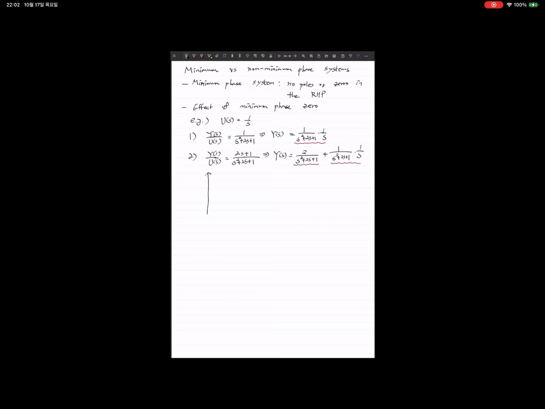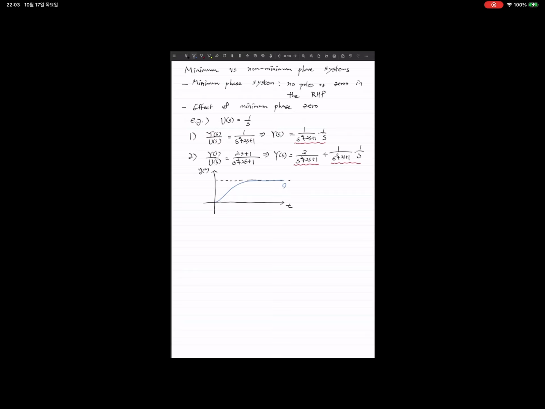If I draw the system response of the two systems, the response of system 1 will look like this one. This is system 1. If you look at the transfer function, the system has the damping ratio as 1, so it is a critically damped system. There is no overshoot.